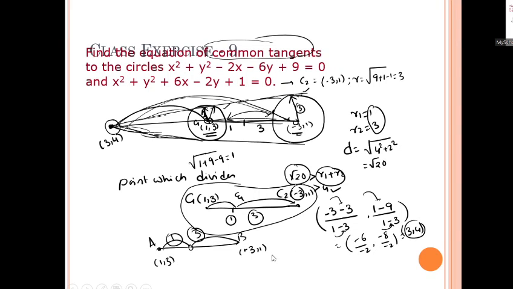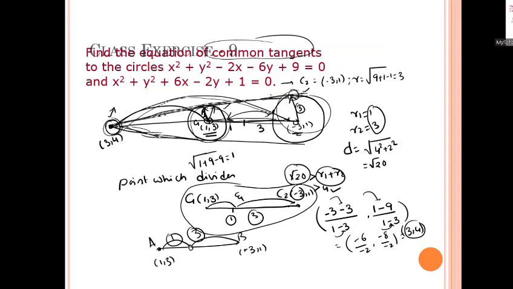Now how will we find the equation of the tangent? What will we do now? We know that this point is 3,4. So from 3,4 you can take either the first circle or the second circle. So from 3,4 if you draw a tangent to the first circle, it will automatically be a tangent to the second circle, right? Or from 3,4 if you draw a tangent to the second circle, it will automatically be the tangent to the first circle also, yes or no? Is it understood?